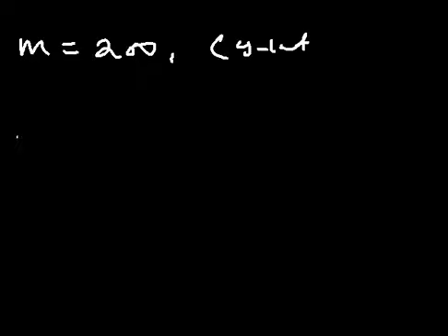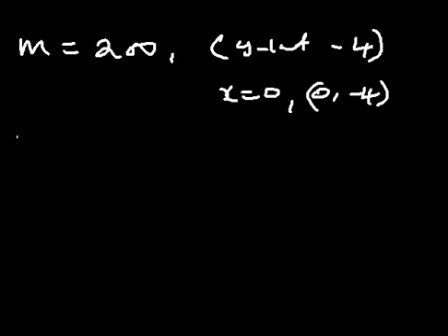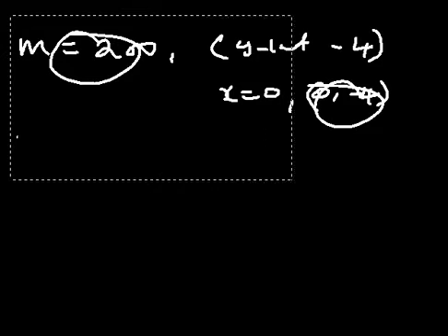Now what if we have this case? Let's say we have a line with a gradient of 200 and it passes through a y-intercept, let's say -4. What is that? Y-intercept -4 means x is equal to 0. So the point will be (0, -4). That's what is happening there. Now you have the point and the gradient, you are safe.